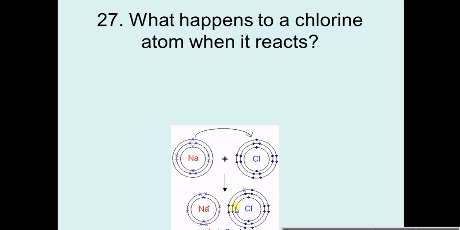So you can see here the chloride ion has got an extra electron here, and that gives it a negative charge. It ends up with a 1 minus charge because originally it had 0 charge and it's gained 1 electron. Electrons, remember, are negative, so it ends up with a 1 minus charge.